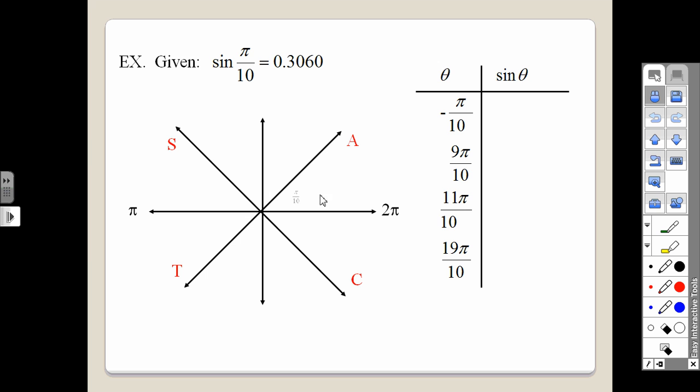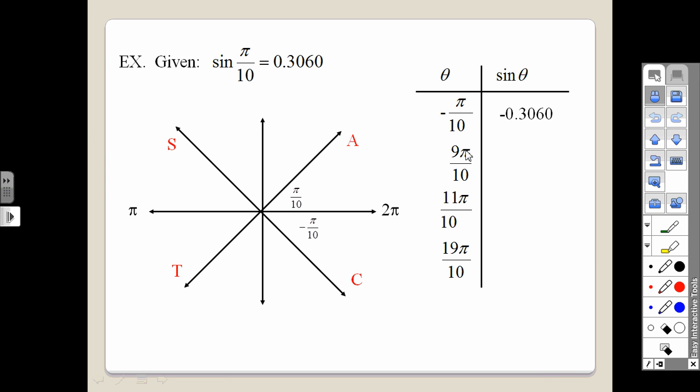So here's pi over 10. This is theta. Negative pi over 10 is going to be down here. So we know that sine is negative down there, so this is just a negative 0.306. There's no calculating involved in these. You don't need a calculator at all.